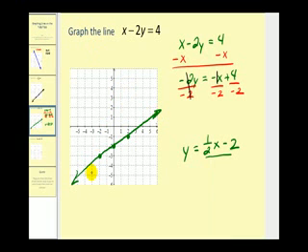And since we took the time to solve it for y and put it in slope-intercept form, notice our y-intercept is -2. Our slope is 1/2. So go up 1, right 2. So it looks good. So it may or may not be easier to graph a line on the graphing calculator, but it is a nice way to always double check your work.